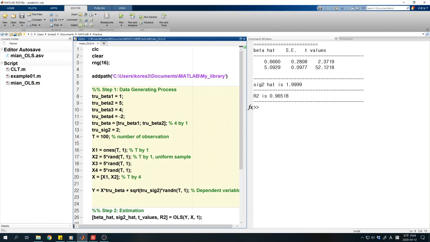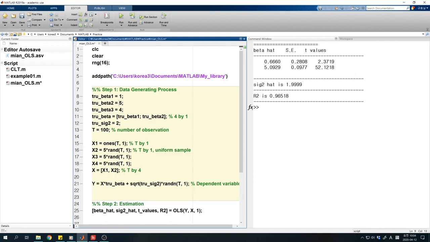Then suppose you have three slope coefficients, so beta 1, 2, and 3 only. And then the true values are 1, 2, and 3. We have three true values, true beta, which of course is 3 by 1. And the true sigma square is 2, and the sample size is 100.